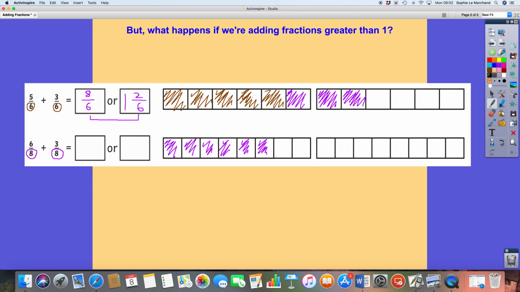So I'm going to change colour again. So 1, 2, I finished my whole. So I need to move on to my next whole, which again is split into 8 equal parts. And there's my third eighth. So now in total I've got 1, 2, 3, 4, 5, 6, 7, 8, 9. I've got 9/8, which is the same as 1 whole and 1/8.